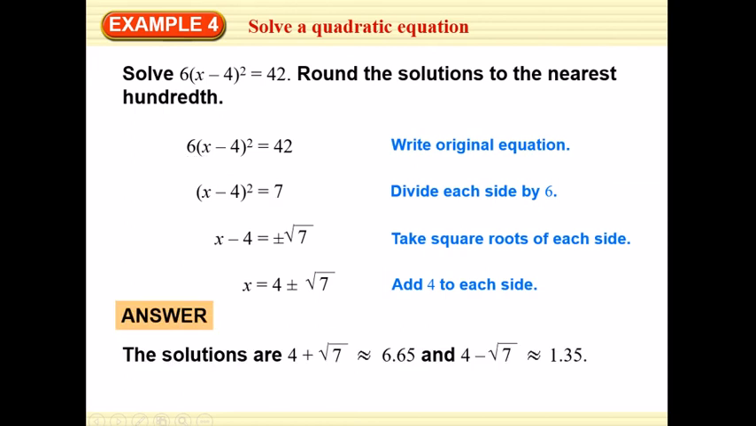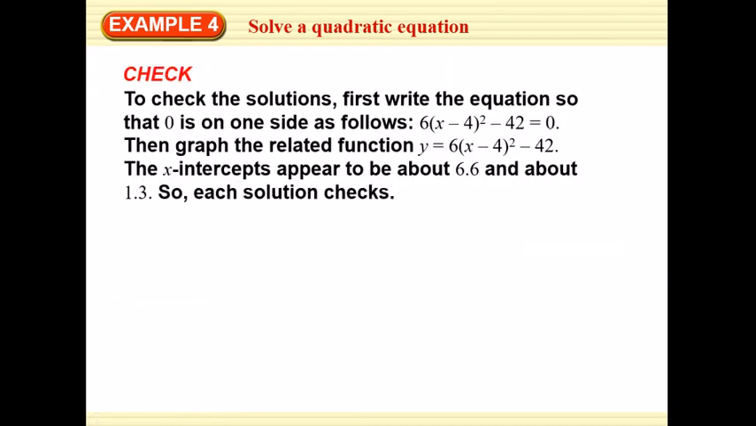So the solutions. Separating the two solutions, I've got 4 plus the square root of 7 and 4 minus the square root of 7, because that plus or minus goes with that square root of 7. So when I type those into my calculator separately, I get approximately 6.65 and approximately 1.35.